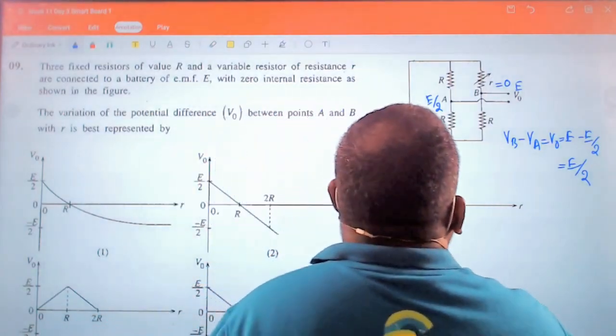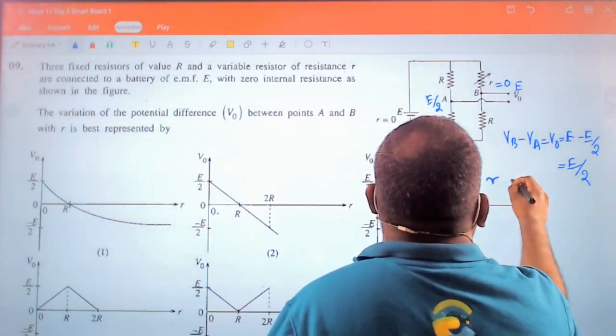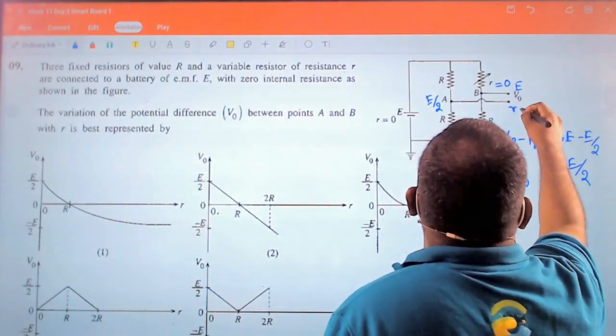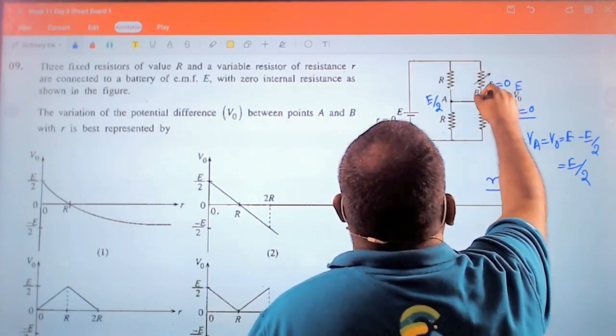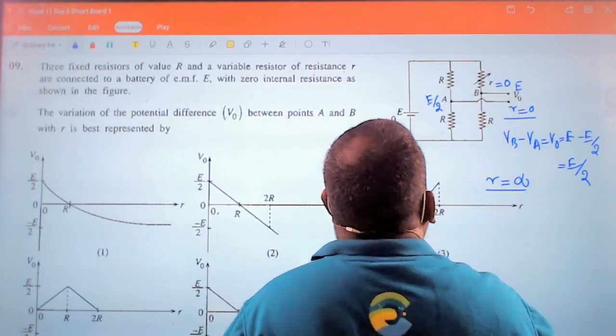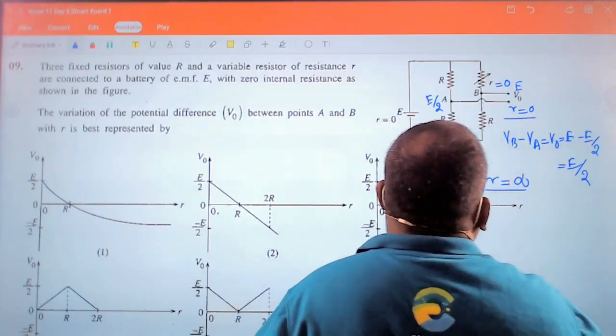Right. Next one, when simple R equals infinity. Infinite means current doesn't pass through there. Current doesn't pass through there means voltage is 0.